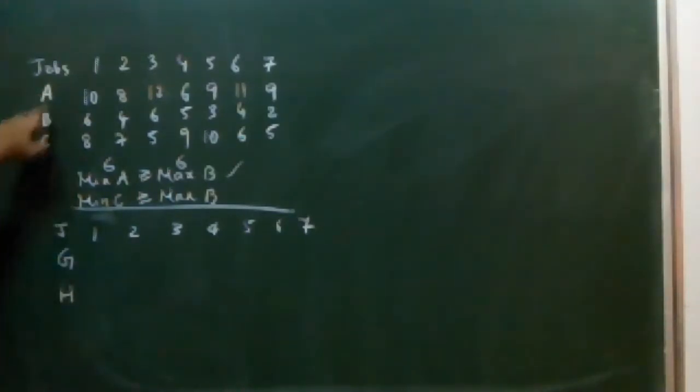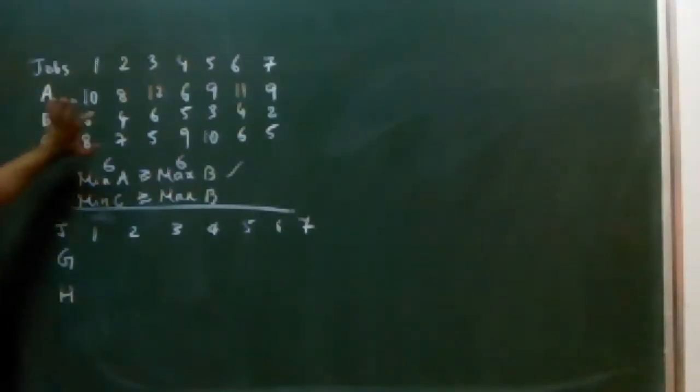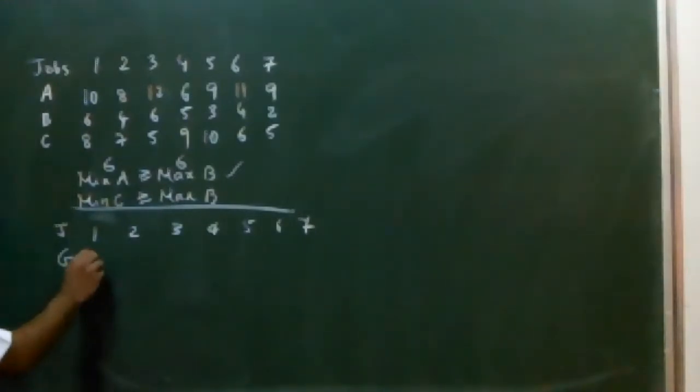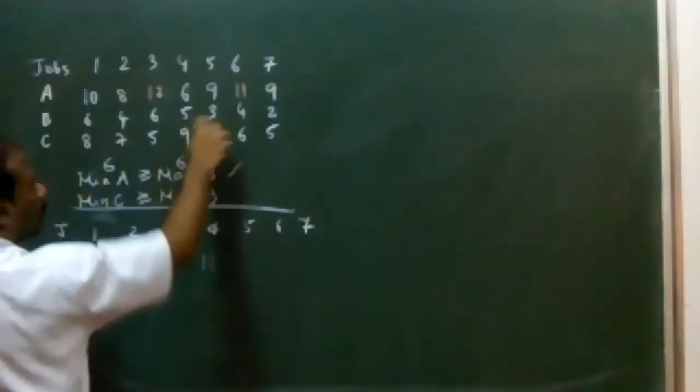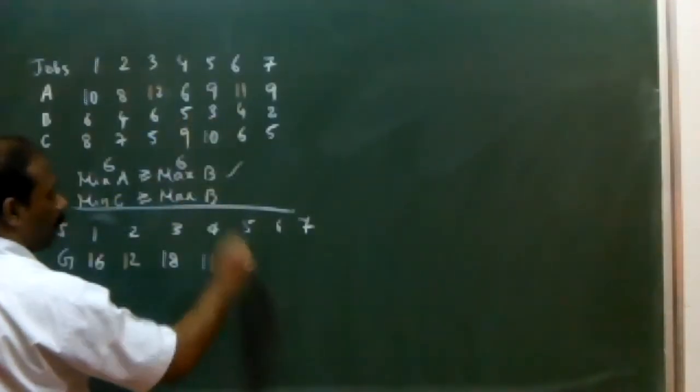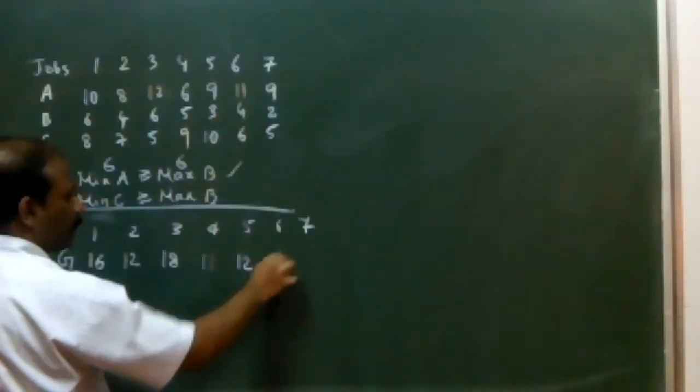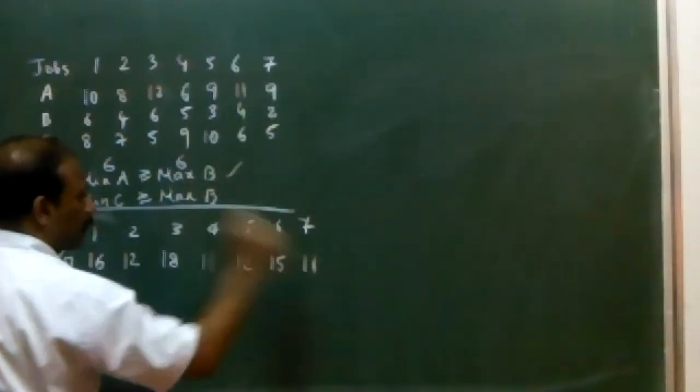Now can you please tell me the values for G quickly? How do we calculate the value of G? A plus B. The corresponding values have to be added. Tell me the first value. 16. Good. Then 12: 8 plus 4, 12. 12 plus 6, 18. 6 plus 5, 11. 9 plus 3, 12. 11 plus 4, 15. And 9 plus 2, 11.